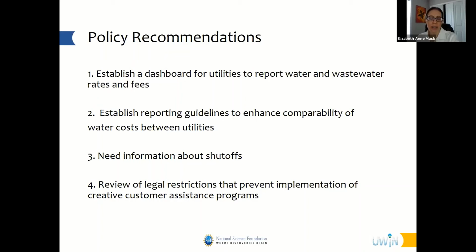And then for utilities that are considering implementing creative customer assistance programs like TAP in Philadelphia, this certainly requires a review of legal restrictions that might prevent the implementation of particular types of programs. And we talk about some of those barriers. Martha Davis from Northeastern is an attorney, and she helped write that section of the paper, and she noted some of the barriers to the implementation of particular types of customer assistance programs nationwide.